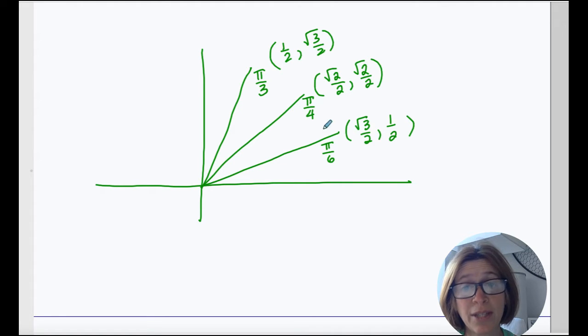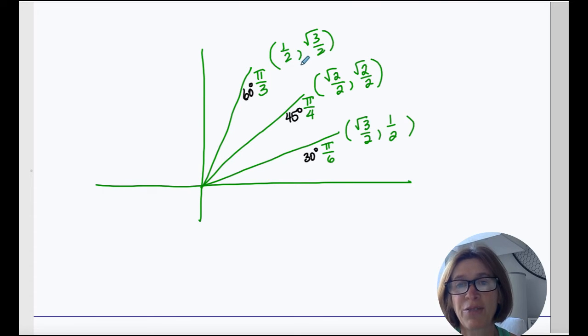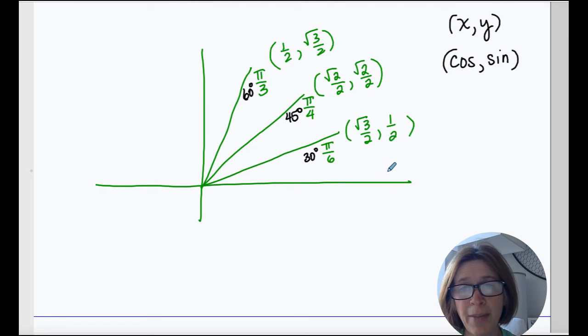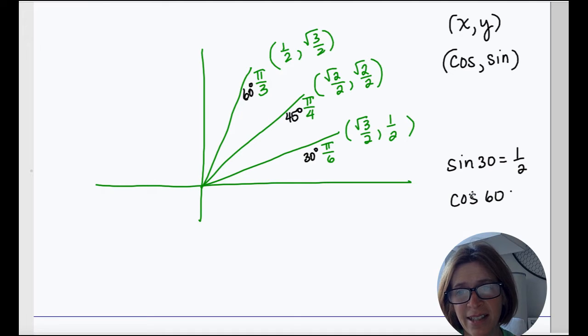Okay, now I'm also going to look at this in degrees, so this would be 30 degrees, 45 degrees, and 60 degrees, and those numbers should mean something to us because these values come from 30-60-90 triangles and 45-45-90 triangles. All right, as a reminder, x and y, x is cosine and y is sine. So if you think about this, the sine of 30 is 1/2. The cosine of 60 is 1/2. Look at that relationship.